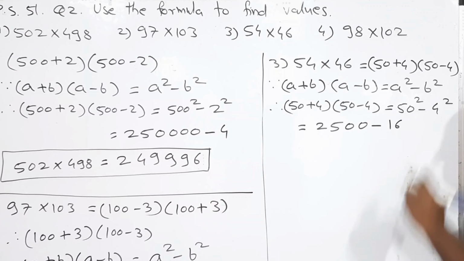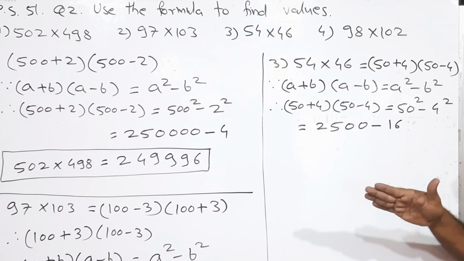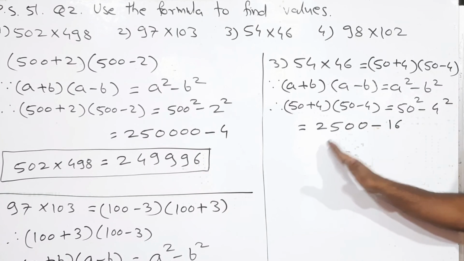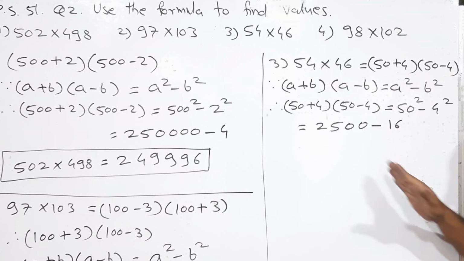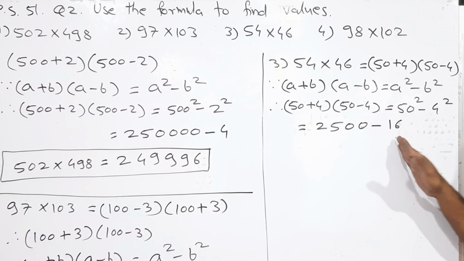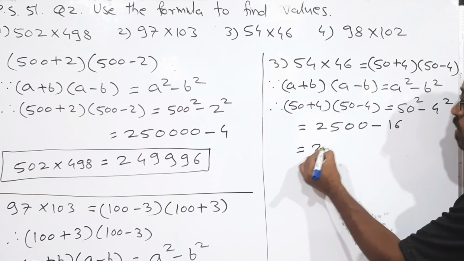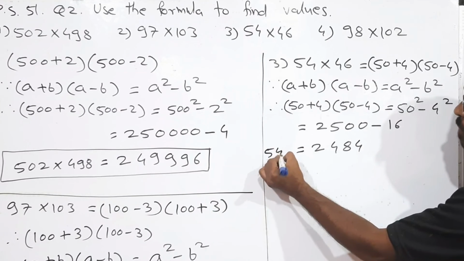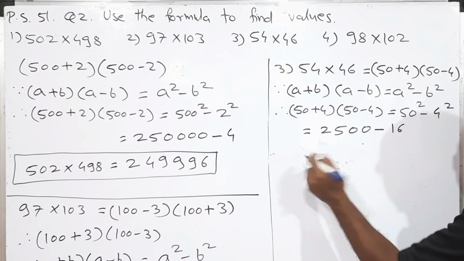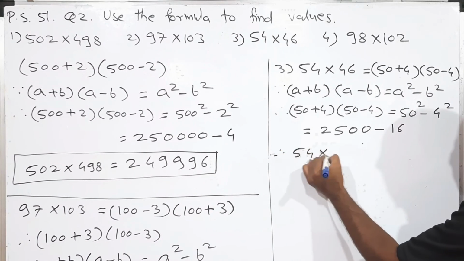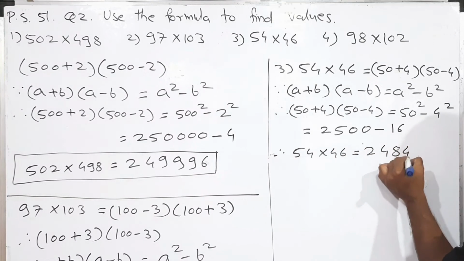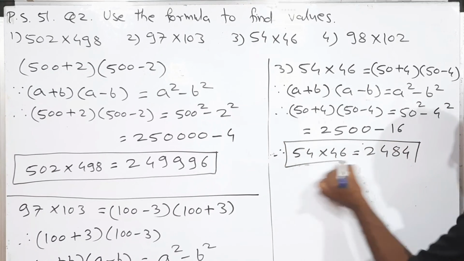Now 500 minus 16 is 484. 100 minus 16 is 84. So 500 minus 16 is 484. So 2500 minus 16 is 2484, which is the multiplication of 54 into 46. Therefore 54 into 46 is equals to 2484. Got it, students? Is it easy?